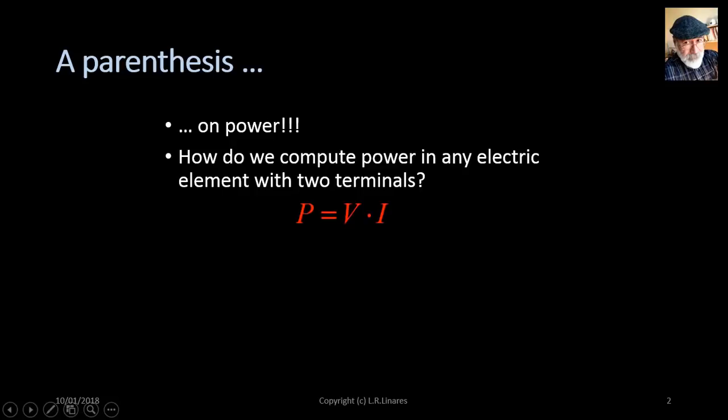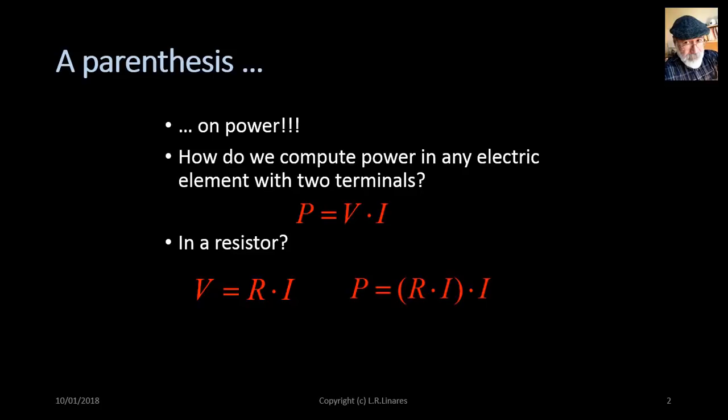Easy. We multiply the voltage in the element and the current through it. And that applies to every element, even a resistor. But in a resistor, we have Ohm's law that we can substitute in the formula P = VI and write that if we know the current in the resistor, its power can be computed as RI squared.